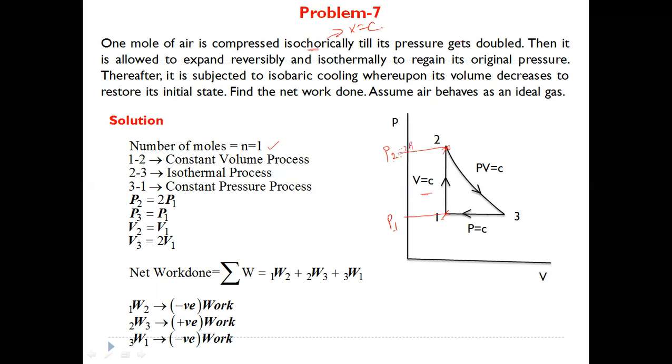Till the pressure gets doubled means P2 is equal to 2P1, and that's what I have written here. In the next line, it is allowed to expand reversibly and isothermally to regain its original pressure. So after compressing from state 1 to state 2, it is expanded in the next state.